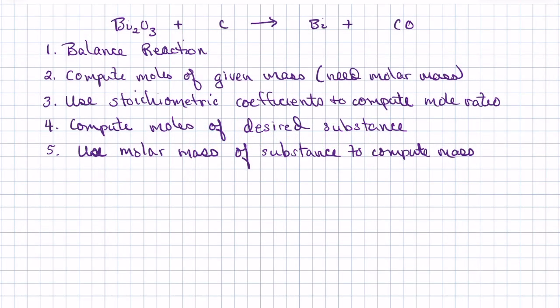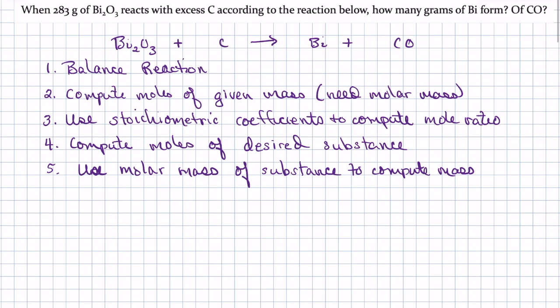Hey folks, in this video we're going to look at the reaction of bismuth oxide with carbon to determine the amount of bismuth formed in this reaction. So we have a list here of the approach that we're going to take. The first thing we're always going to need to do when we're doing a stoichiometric calculation with a reaction is first make sure the reaction is balanced.